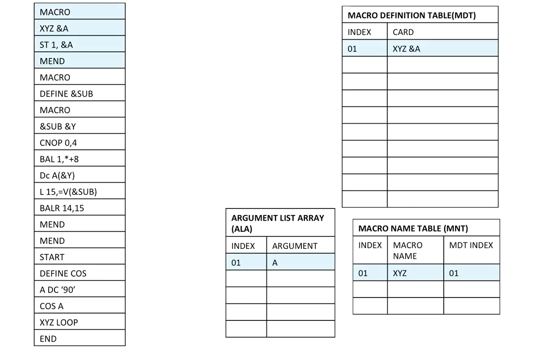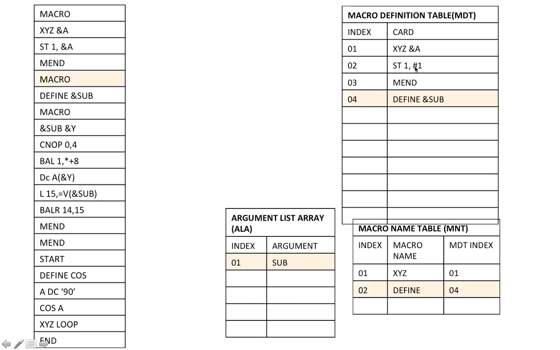So the first macro definition is encountered, and its prototype statement is stored in the definition table, and argument A is stored in the argument list array. The name of the macro is stored in the name table with the pointer indicating the entry in the macro definition table. Then we store the actual definition into the definition table by replacing the argument by its number in the argument list array. Hence, ampersand A is replaced by its argument number here.